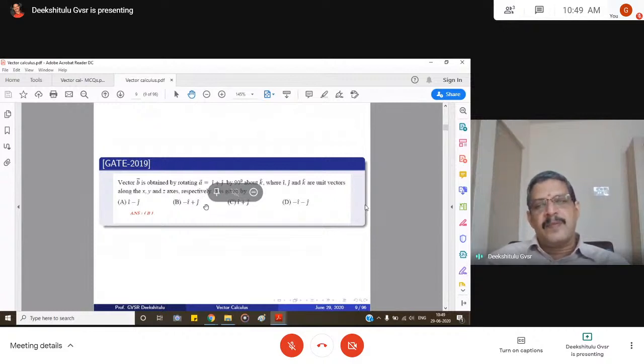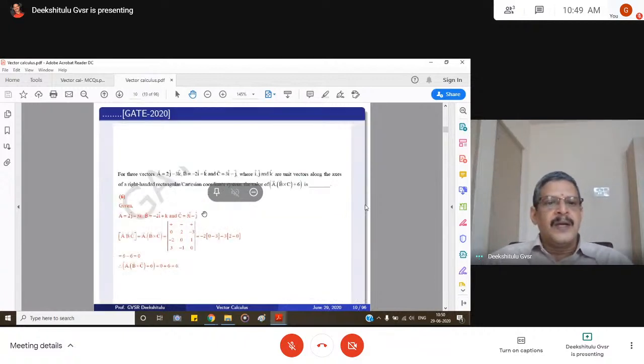Component along x-axis becomes negative 1, and y-axis remains the same. So the remaining vector is minus i plus j. You need to understand the geometry of the i, j, k and position vector of a point for this. It needs clear understanding of the concept. So most of the problems here are conceptual based.